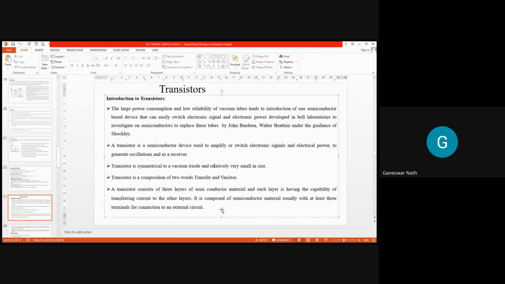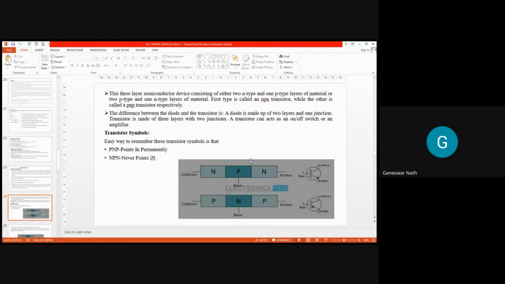Okay. So this is the basic. You can see the three-layer semiconductor device consisting of either two N-type and one P-type layer of material, or two P-type and one N-type layer of material. The first type is called the NPN transistor, the other is called the PNP type. Okay, and the transistor symbols you can find, but an easy way to remember this is that PNP means points in permanently, and NPN means never points in. So it's an easy way that you can remember.